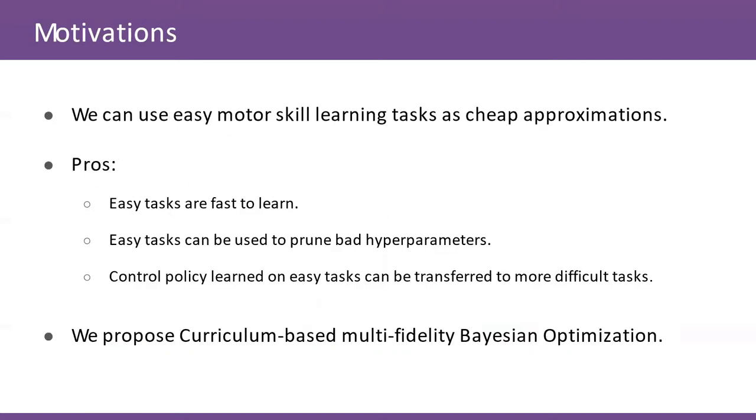Inspired by curriculum learning, we can use easier motor skill learning tasks as cheaper approximations. Easy tasks are faster to learn and can be used to prune bad hyperparameters. Control policies learned at easier tasks can be transferred to more difficult tasks to further reduce the computation cost.